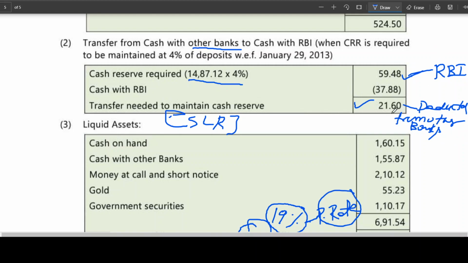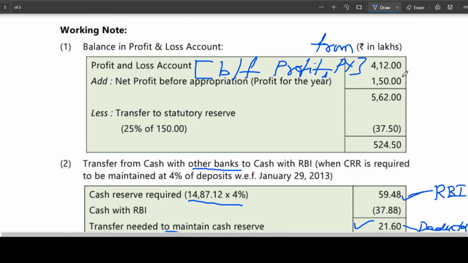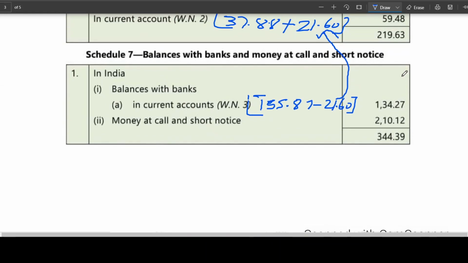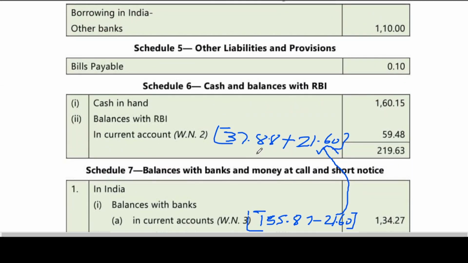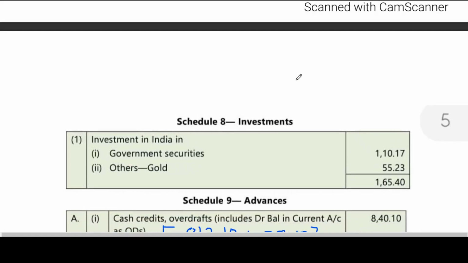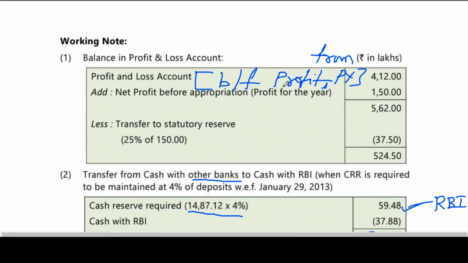It is added to RBI. That means 21.60 is added to 37.88, and you get 59.48. I have already explained this in schedule 6. The cash reserve of 21.60 is added to the existing balance of 37.88, and it has been deducted from balances with other banks, current account bank 155.87 minus 21.60. So it is not affecting the balance sheet total, and it is not affecting the statement of profit and loss account.